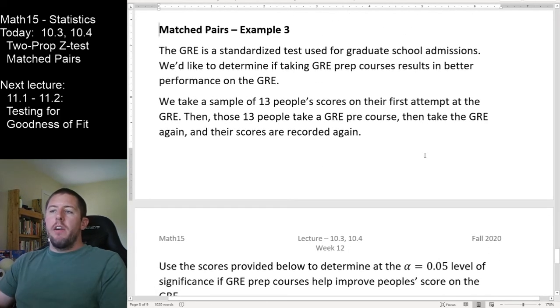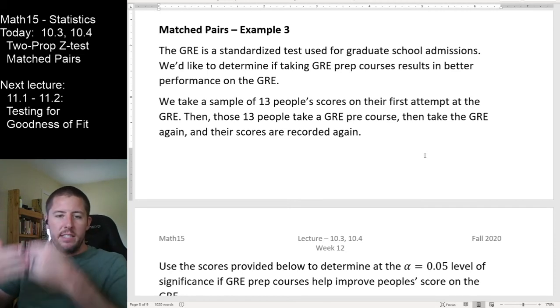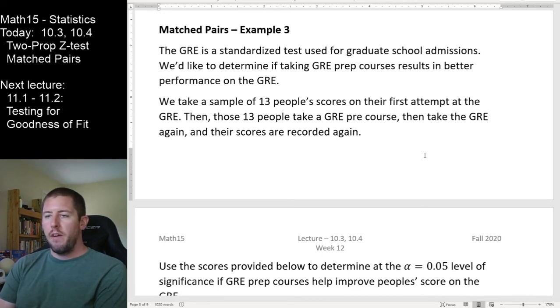When you think of the GRE, you should think of this as the same thing as the SAT or ACT, except SAT and ACT is to get into an undergraduate college. The GRE is just to get into graduate school. So it's sort of just the next step up. GRE is a standardized test used for graduate school admissions. We'd like to determine if taking GRE prep courses results in better performance on the GRE.